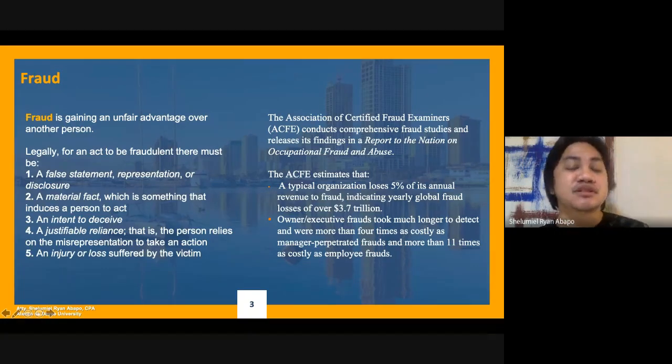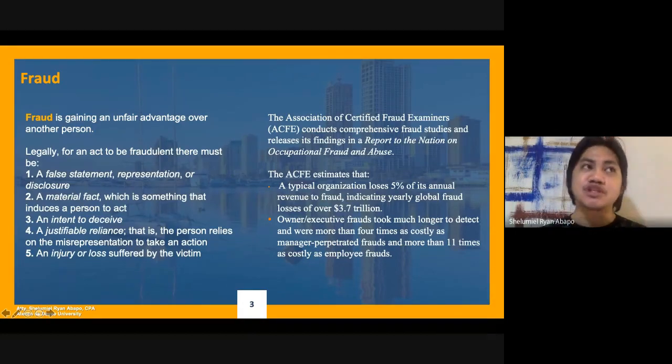And according to the study of the Association of Certified Fraud Examiners, which covered not only the United States but other countries as well, on a global scale, a typical organization loses 5% of its annual revenue to fraud. And the global fraud losses total 3.7 trillion US dollars. So quite big, huh? For an annual loss related to fraud. So 3.7 trillion US dollars.